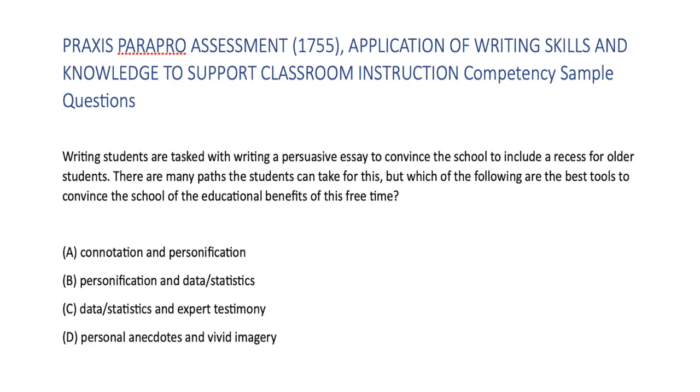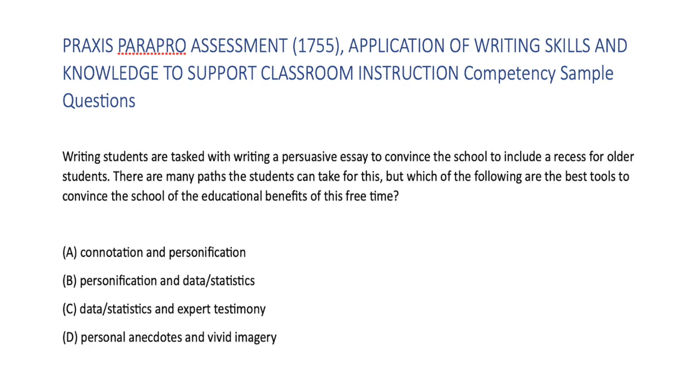Let's think about what makes a persuasive essay especially convincing in a school policy context. Administrators will want solid evidence, so our best tools will combine factual proof and credible authority. Option A, connotation plays on emotional associations of words, and personification gives human qualities to non-human things. These may make the writing more engaging, but they won't provide the concrete support a school board needs to change policy. Option B, personification and data statistics. The statistics are helpful, but personification still doesn't add real proof. So we could do better by using two forms of evidence.